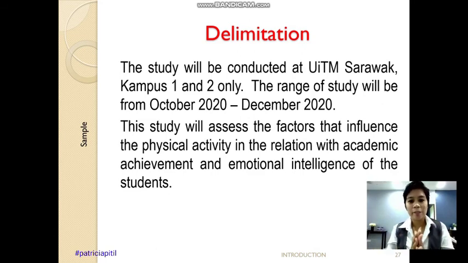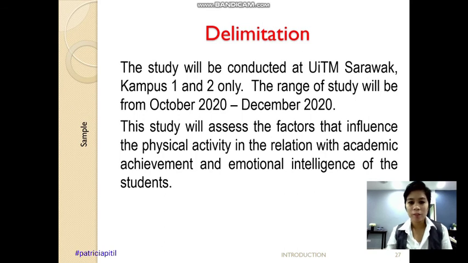Because, okay, for example here, you are conducting the activity across campus 1 and 2. If you exclude a campus, for example, you have to have justification why you are eliminating or excluding it even though it's still UTM Sarawak. Okay, the study will be October to 2020. Other than that range, it is not going to be in my study. So you have to outline it right there. This study will assess factors influencing physical activity in relation to academic achievement. For example, make it very related to your proposal.